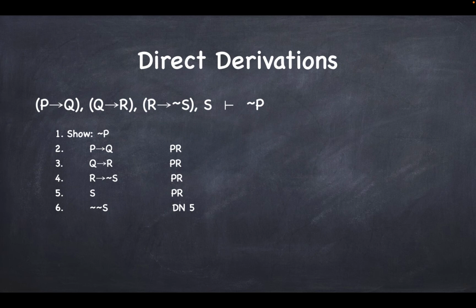What do you think should come next? Anyone have any thoughts? Not R. Yeah, how come? We do modus tollens with line 4 and 6. Yeah, good. Modus tollens 4, 6. So not R.